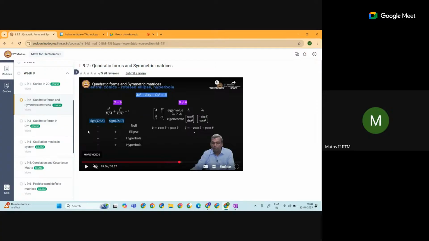Here, if you remember this formula, that would be good for you to guess which one is representing what: ellipse, hyperbola, or parabola. But from this section, very few problems would be there.